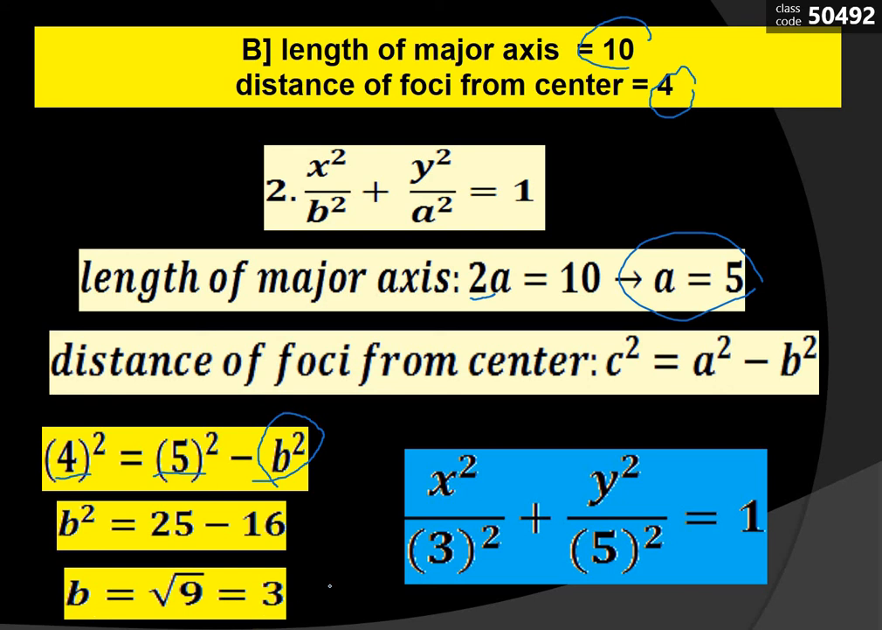So take note, we are dealing with the positive value. In that case, we already have the value of a, which is 5, the value of c, which is 4, and the value of b, which is 3. But in the equation, we don't need c. We need only b and a. So by substitution, we have x squared over the value of b, which is 3 squared, plus y squared over 5 squared equals 1. To simplify further, we have x squared over 9 plus y squared over 25 equals 1.